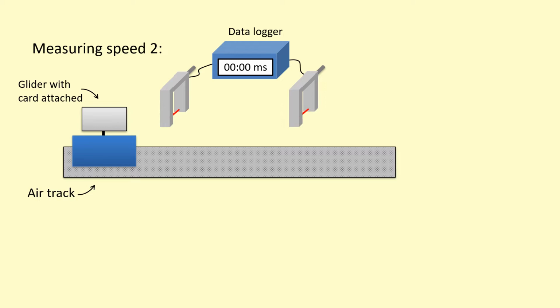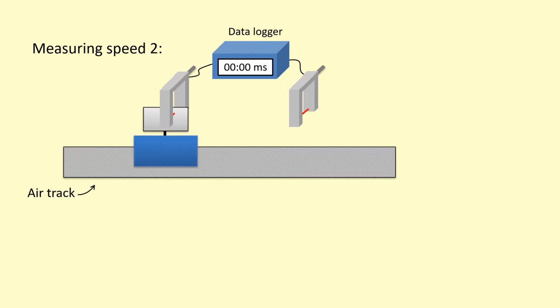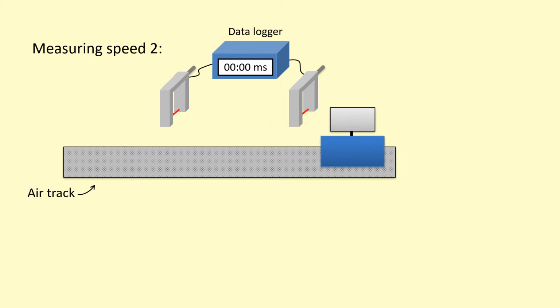Another way to find the speed is to use two light gates like this connected to the data logger. In this case, I've got an air track which has no friction, and there's a glider sitting on it. If I give that glider a push, it will travel at a constant speed between those two light gates, like this. I can set the data logger to give me the time it takes for the glider to travel from one light gate to the other. So let's say 0.80 seconds.